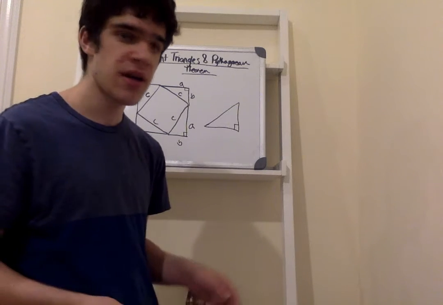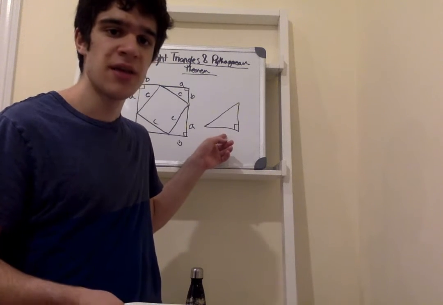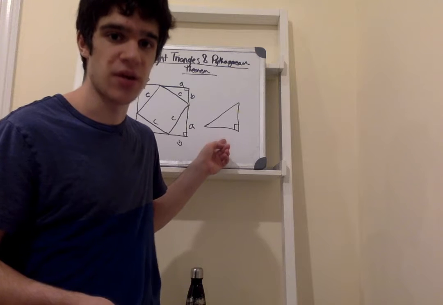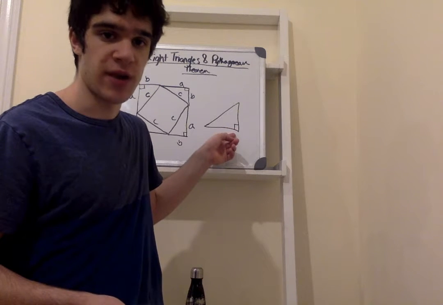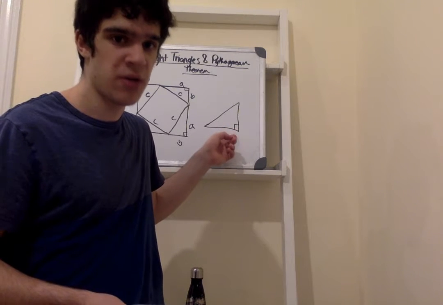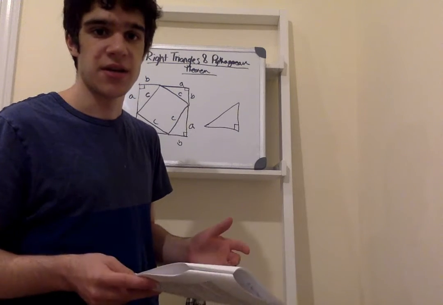And I've actually drawn one ahead of time right here. This is what is known as a right triangle. One of the angles is a right angle. We denote it by this little box, which says that it's 90 degrees.